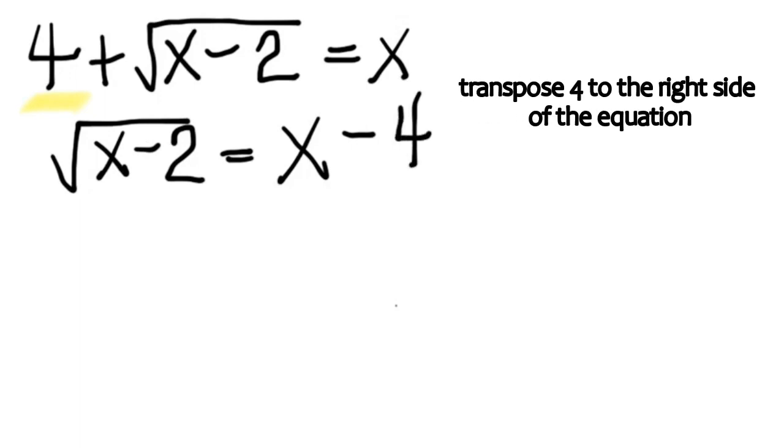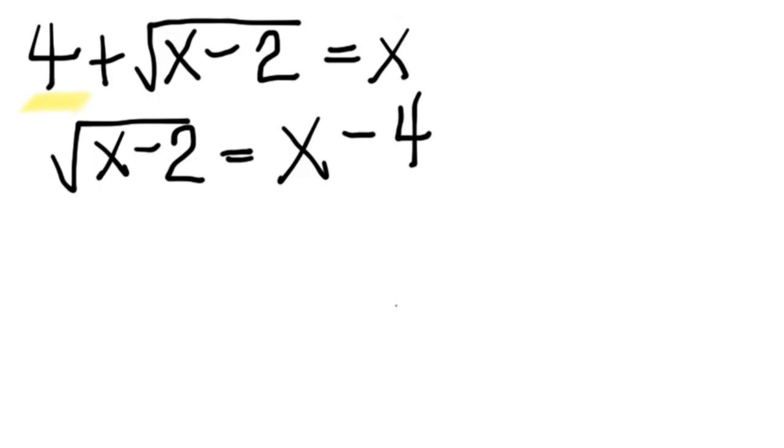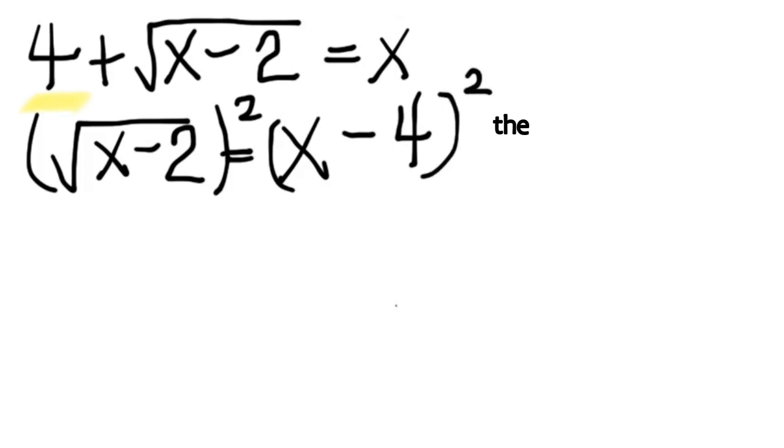And then we need to square both sides of the equation for us to eliminate the radical sign. So we're going to have squared. And since we square both sides of the equation, we are going to cancel the radical sign and the exponent. So we're going to copy x minus 2.